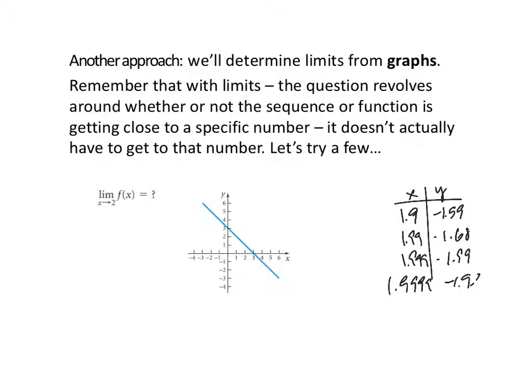negative 1.999, you'd be able to plot these as a point. Negative 1.9, comma, negative 1.59, negative 1.99, comma, negative 1.68. You'd plot those points. And you would see that the points were headed toward a particular point on the graph, or a particular height, or a particular value on the graph.